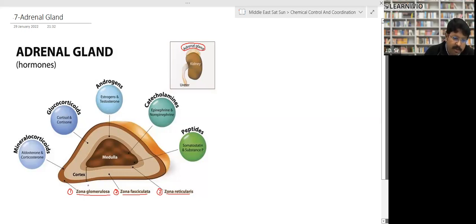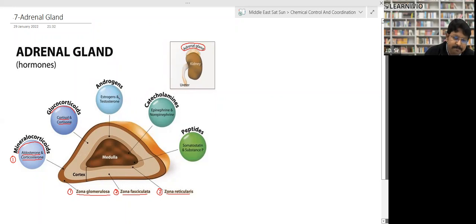Now, the outer layer, zona glomerulosa, secretes a type of hormone known as mineralocorticoid. Examples of mineralocorticoid are aldosterone and cortisone. Again, the middle layer is also known as zona fasciculata. Zona fasciculata secretes glucocorticoids, right? Out of the glucocorticoids, cortisol and cortisone are the primary hormones.